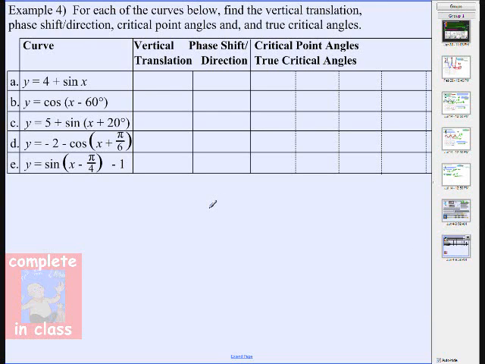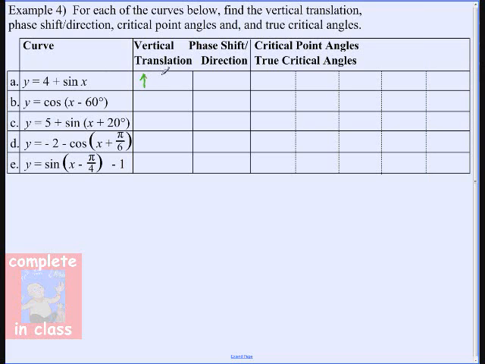Example 4, we can complete this one in class. There's a fair amount of work to do here, but just for the fun of it, does this one have any vertical translation? Yes, it does. It has vertical translation upward of 4. Does it have any phase shift? For that, you look here. Doesn't have any. How about this one?